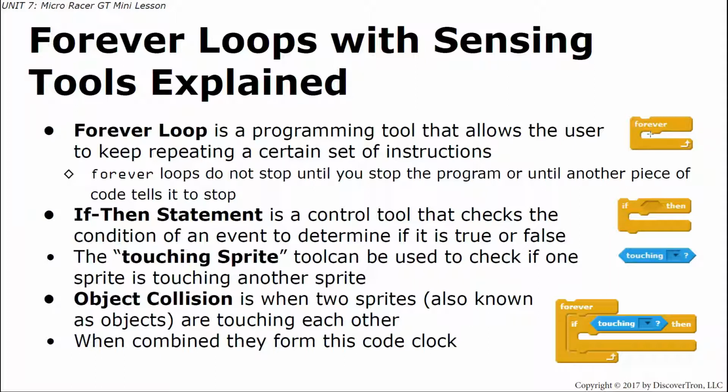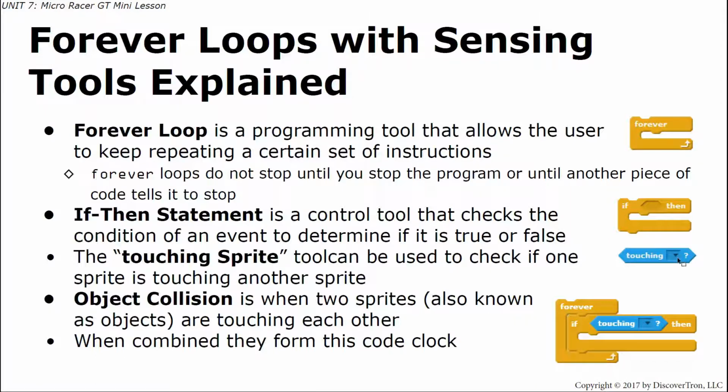The if then statement is pretty neat. This checks to see if a condition is true, and if the condition is true, whatever is inside this little block will perform the action inside of it. If it's false, it doesn't do anything, and it just goes down below. What we'll be doing is using this hex block right here called touching, and there's a drop down arrow, and you'll be able to select a sprite name.